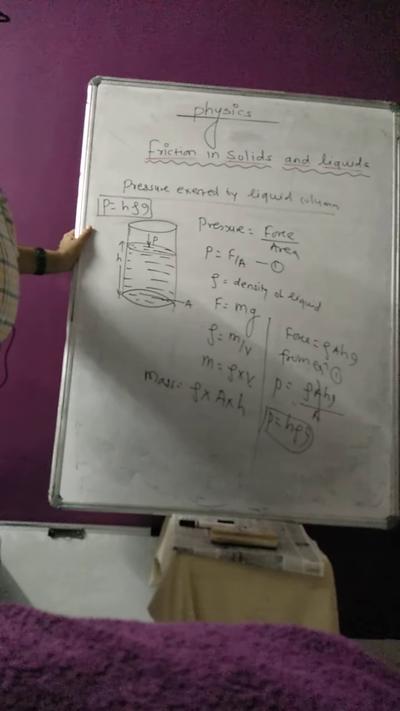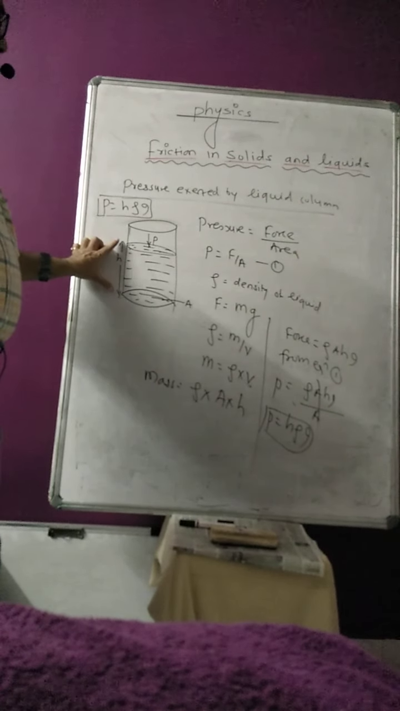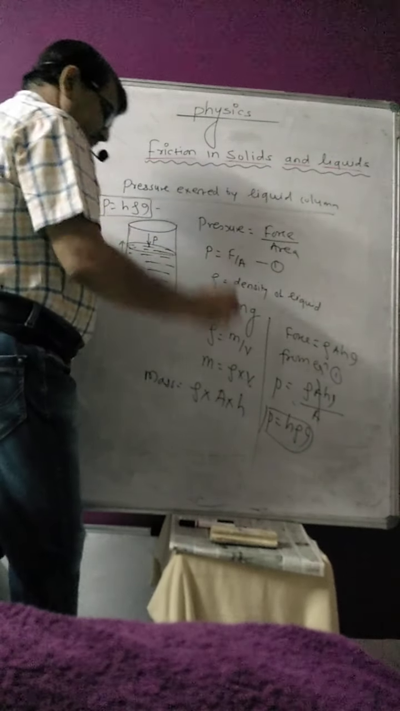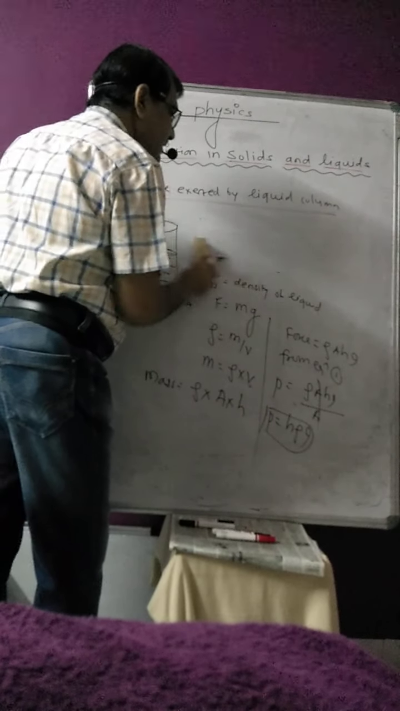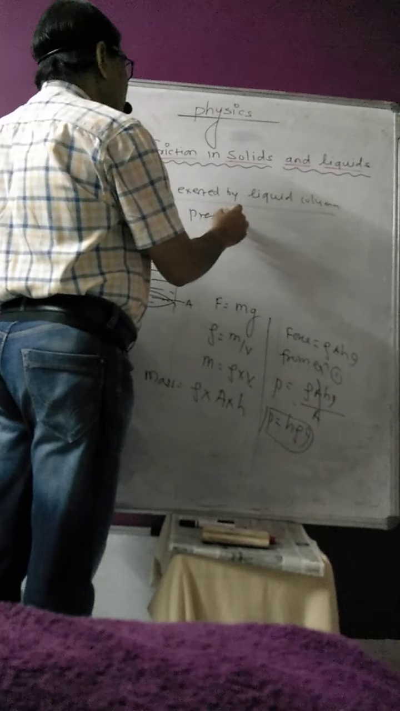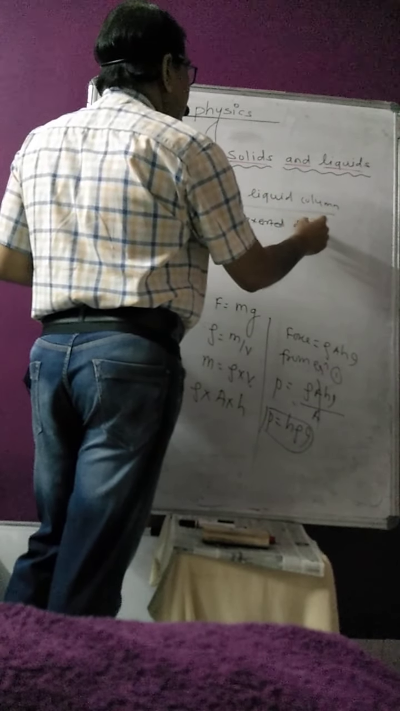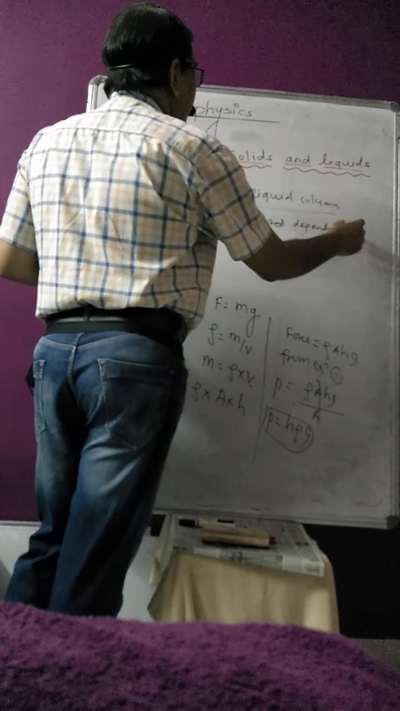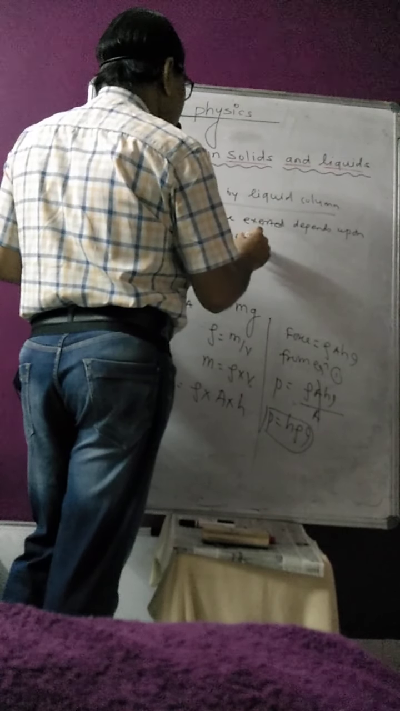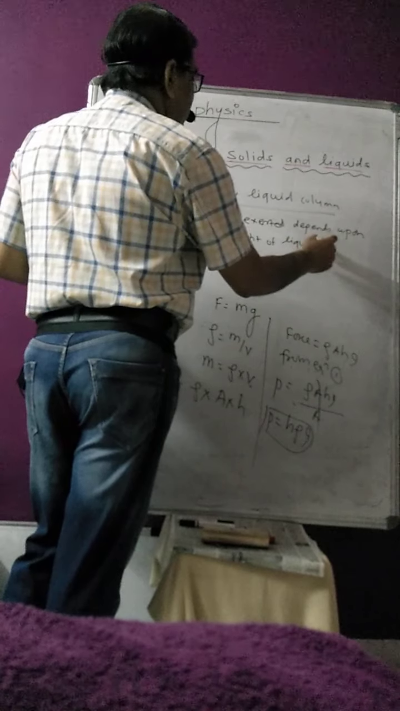Now in this case we can say that the pressure exerted depends upon the height of the liquid column. Dependent factors: the pressure exerted depends upon, first, the height of the liquid column.